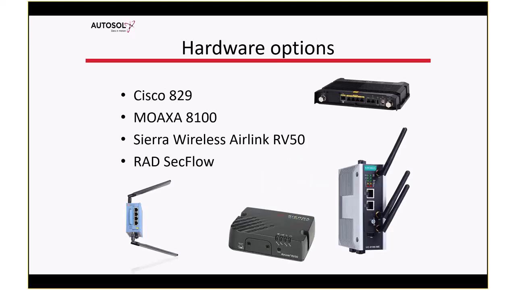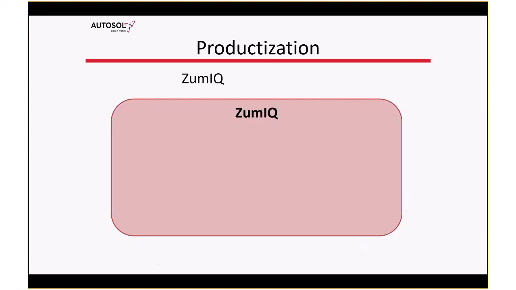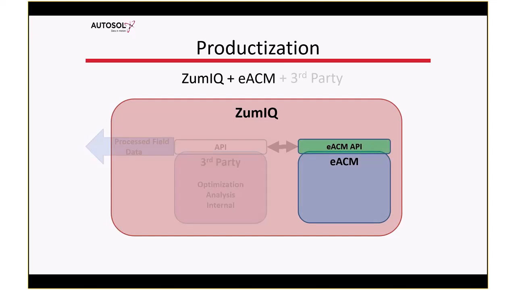We're also exploring other hardware options. So we have the capability to install eACM on these pieces of hardware as well: the Cisco 829 router, the Moxa 8100 modem, the Sierra Wireless RV50, and the RAD SecFlow. Now, because eACM is so lightweight, we are roughly 30 megabytes in size. Currently on the Zoom series, we're 30 megabytes on a 4 gigabyte hard drive. So there's a lot of room in that sandbox for other people to come and play with us.